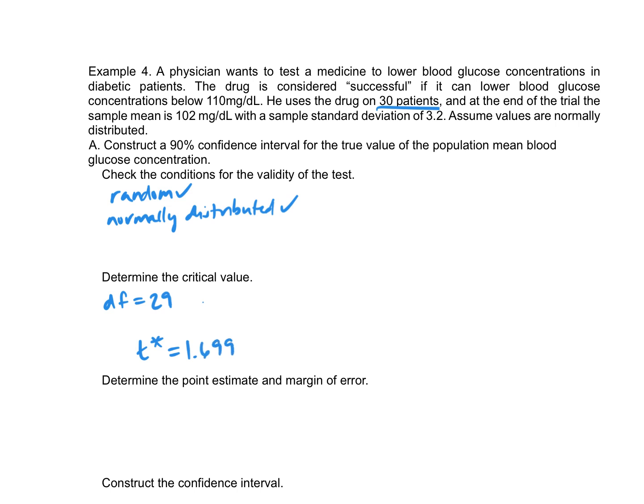Okay, what is the point estimate? It's basically asking, do you know your vocab? It's the mean. That's all it is. Your point estimate is the same thing as X bar, which is 102.